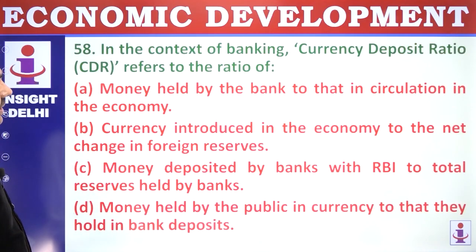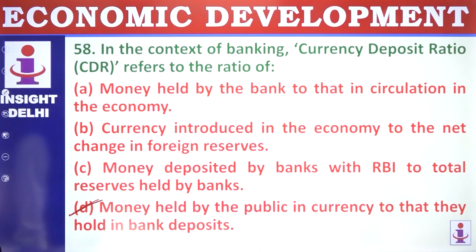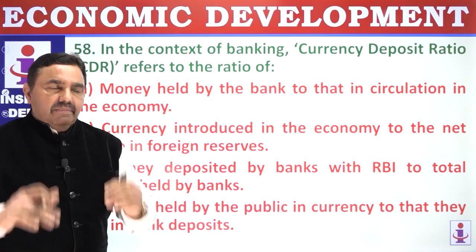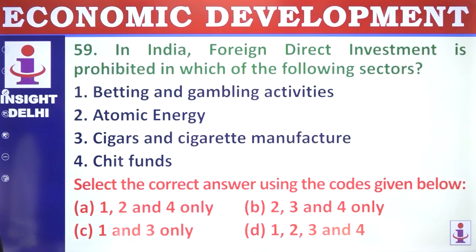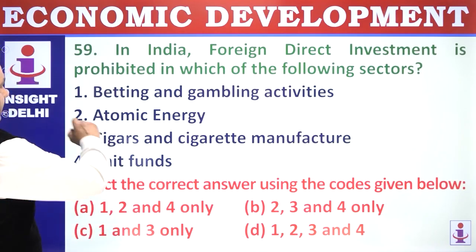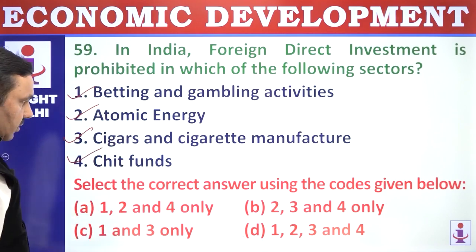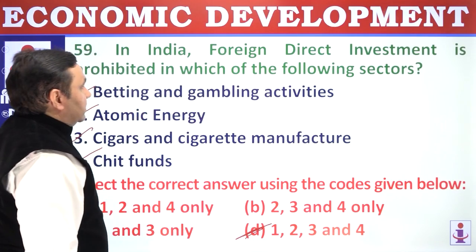In the context of banking, currency deposit ratio CDR refers to money held by the public in currency to that they own in bank deposit. So it's basically the ratio of the money with the people and money in the banks. 59. In India, foreign direct investment is prohibited in which of the following? All these sectors are under prohibited categories. So 1, 2, 3, 4, all the sectors do not have easy access of foreign investment.